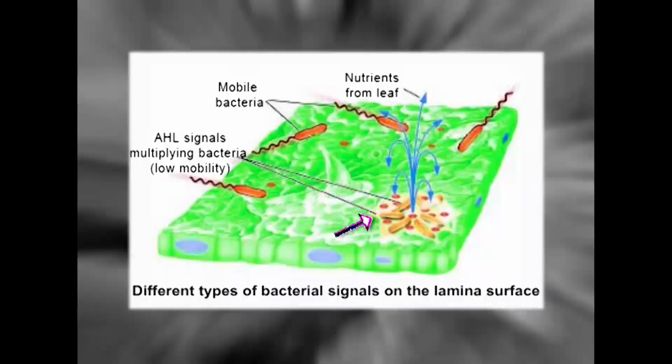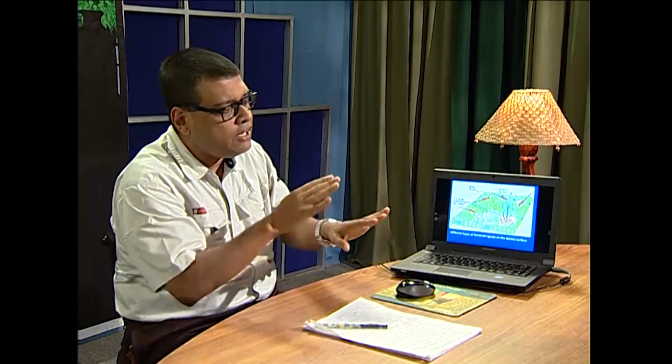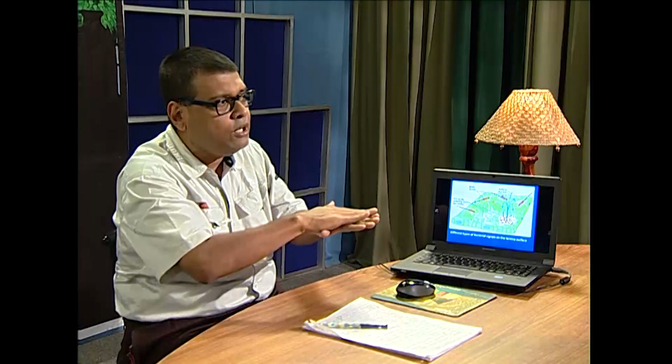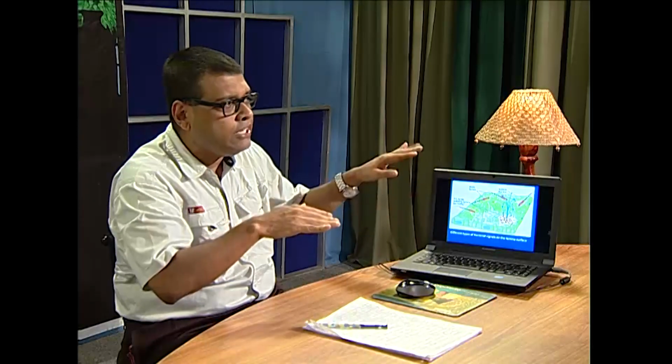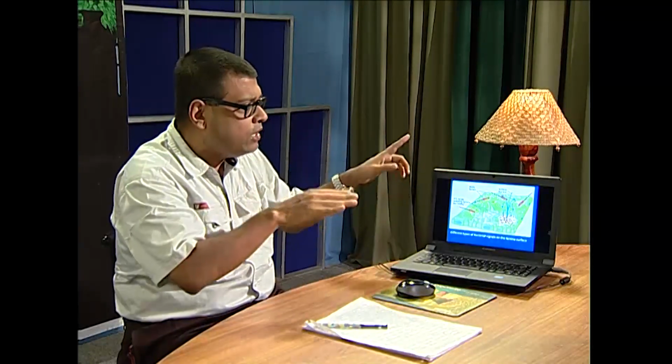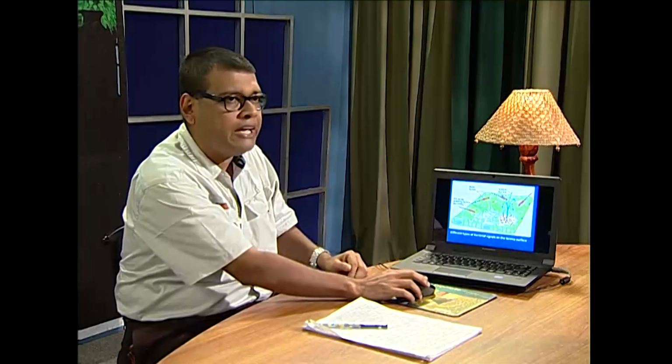Now we come to the different types of interactions. There may be different types of bacteria depending upon the nature of the nutrients available. So at certain times you can see certain areas of the leaf will have a huge amount of bacteria. It is because those areas are nutrient enriched. Or sometimes if there is some rain or some water accumulated, those bacteria with the help of flagella will be moving from one part to another, and this is called bacterial migration.